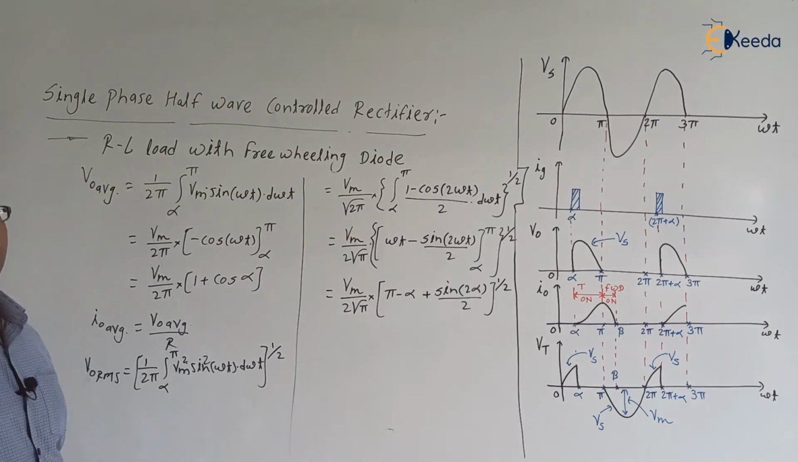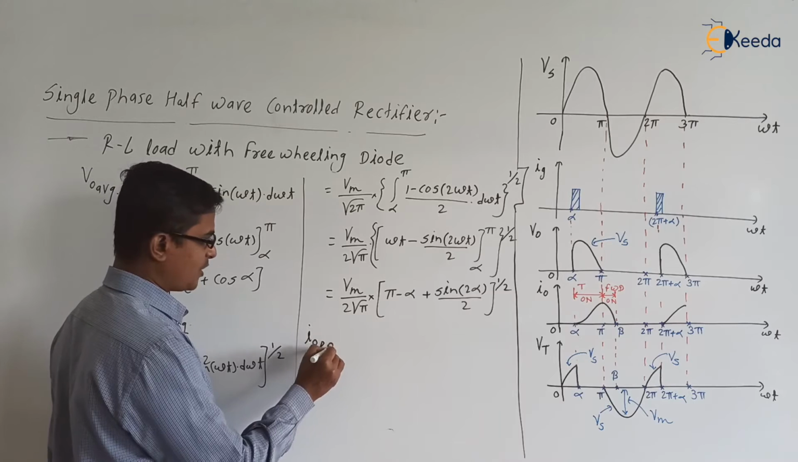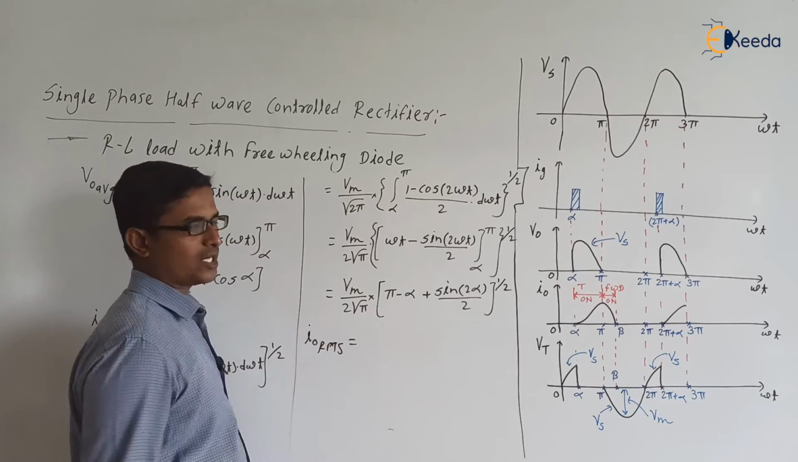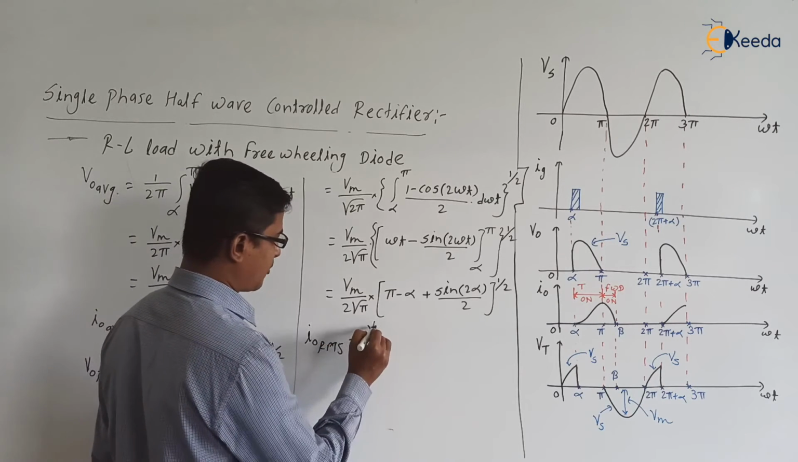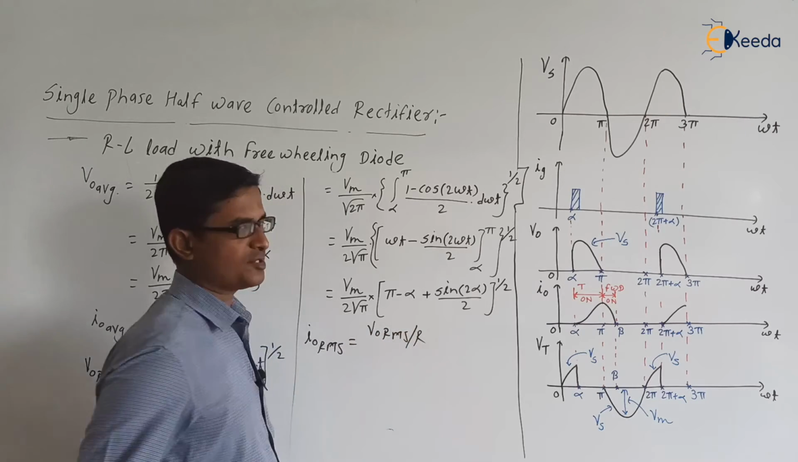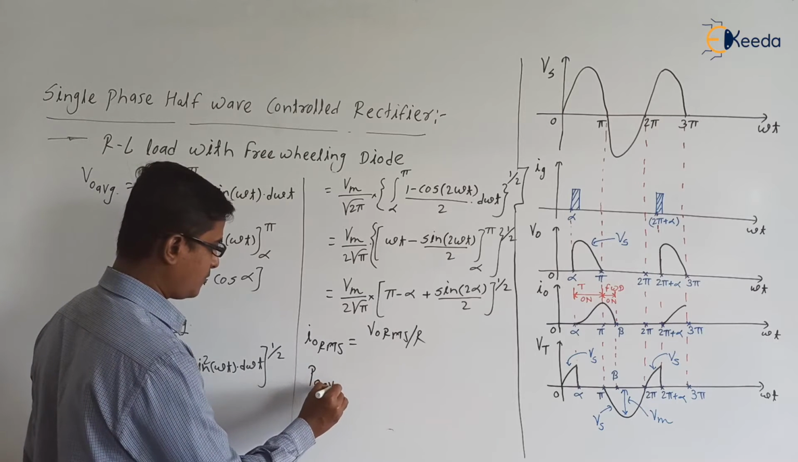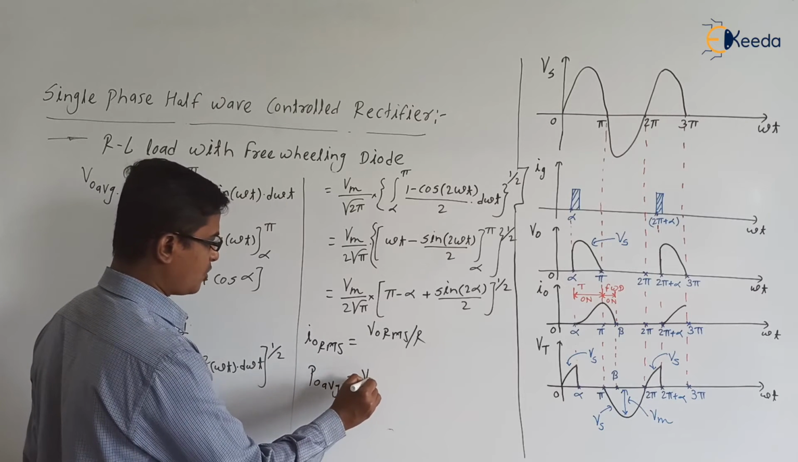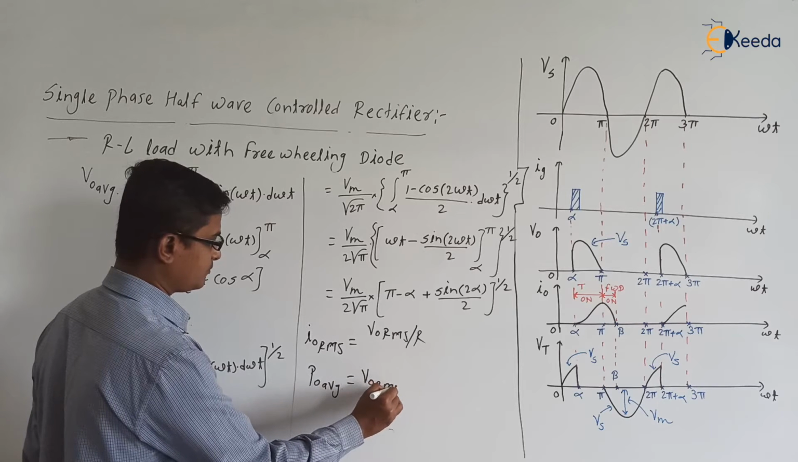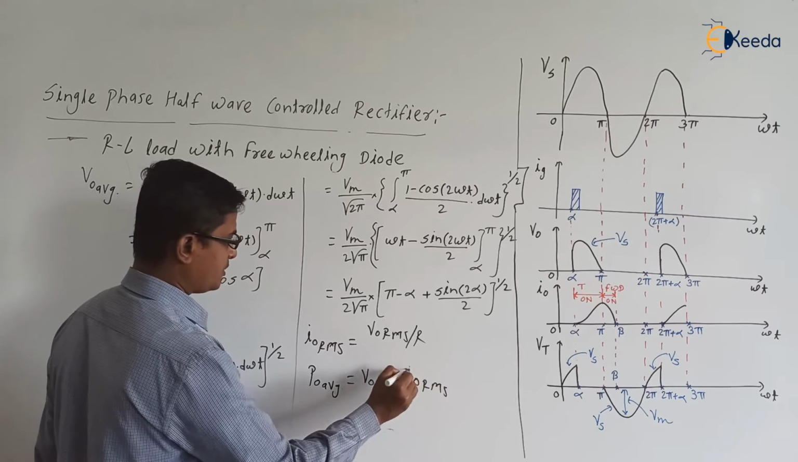No need to memorize the expression. Next, I0 RMS, the RMS value of output current. I0 RMS is approximately V0 RMS by R. Next, what is the load power? P0 average is equal to V0 RMS into I0 RMS. This is the load power.